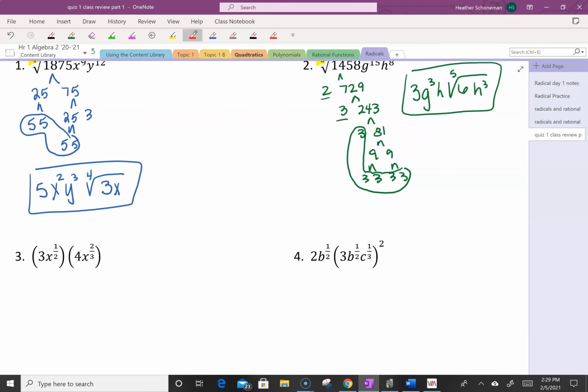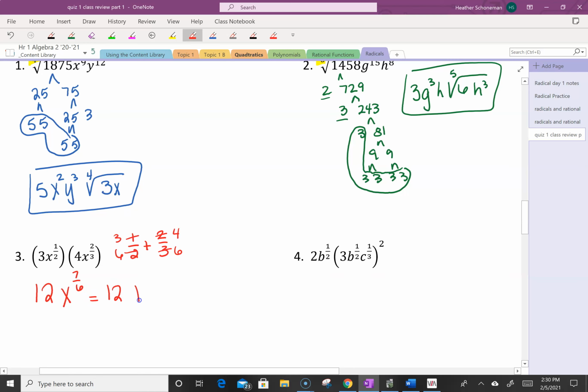Number 3, we're multiplying. When we multiply, we multiply the numbers like you always would, and with variables, you have to add the exponents. So 3 times 4 gives us 12, and then with the exponents, I'm going to have 1/2 plus 2/3. I can't cancel the 2's out because it's not multiplication. I've got to get common denominators. So these I multiply by 6, so I get 4/6. This is 3/6, so this is 7/6. Now 12 does not have a fractional exponent. I don't rewrite that, so I'm going to get 12.